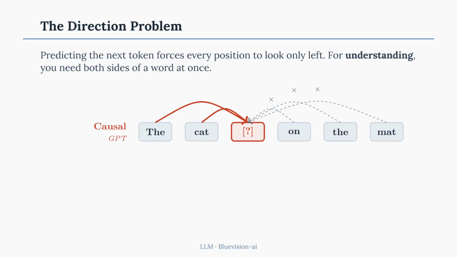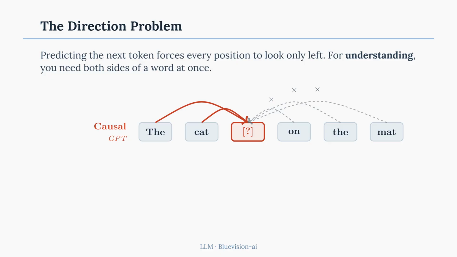The sentence is, "the cat blank on the mat," and we want the blank. Under the causal rule, only two tokens reach it: "the" and "cat," the two solid red arcs from the left. The three tokens to the right, "on the mat," each have a dashed arc with a cross on it. They're present in the sentence, they're informative, and the model isn't allowed to touch them.